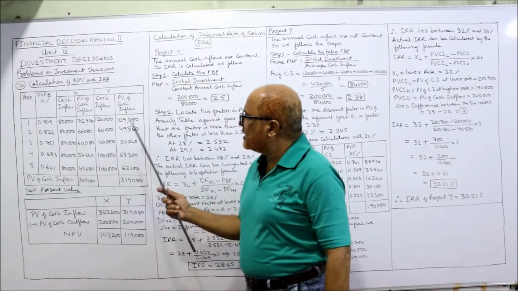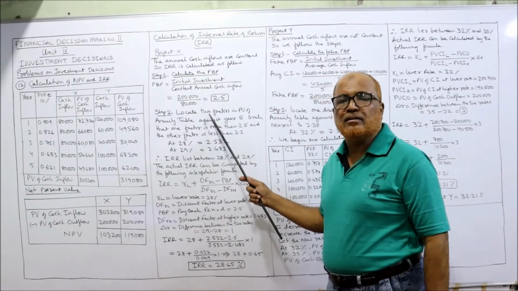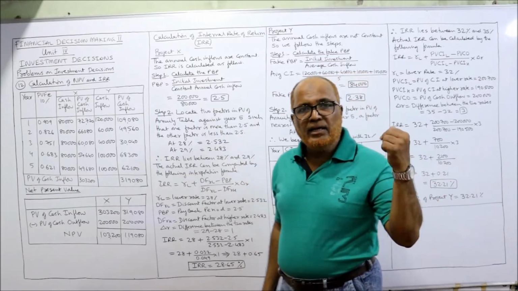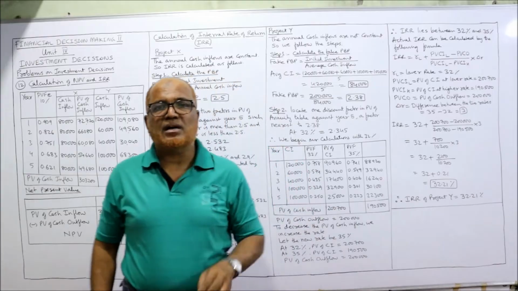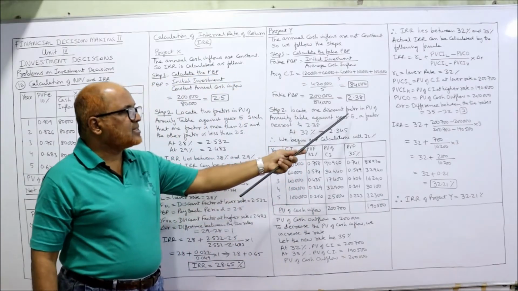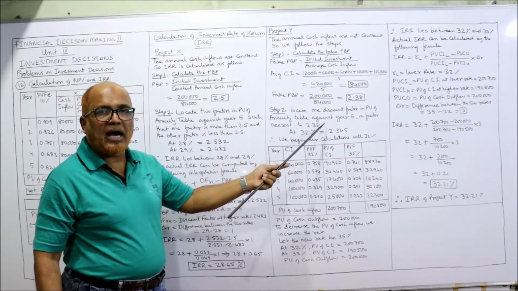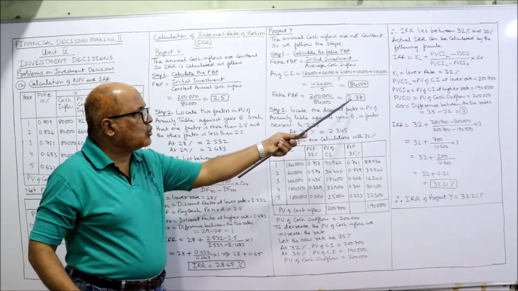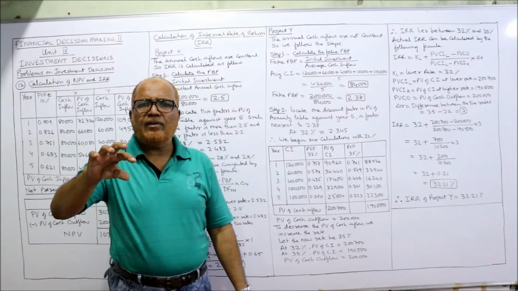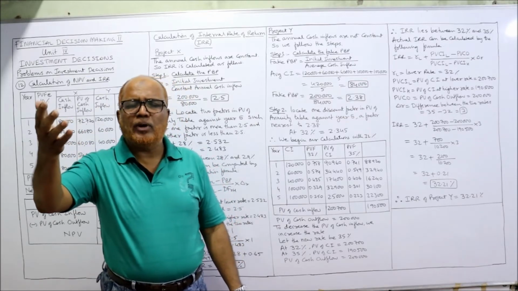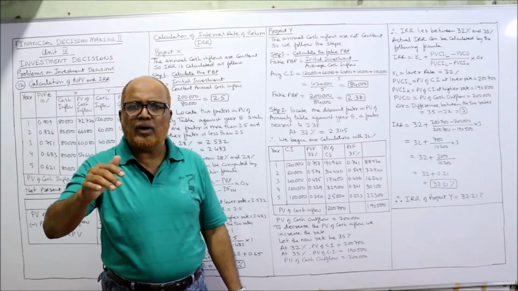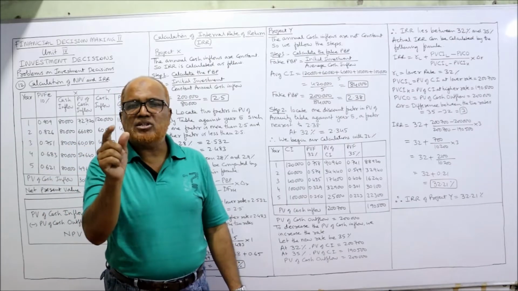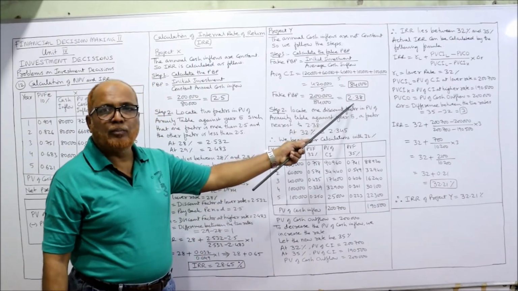Now step 2, locate one discount factor. In the previous case we located two discount factors when the annual cash inflows were constant. But here we take only one discount factor. Locate one discount factor in the PV of annuity table against year 5, a factor nearest to 2.38. Whether it is more than 2.38 or less than 2.38 does not matter. It should be nearest to 2.38.